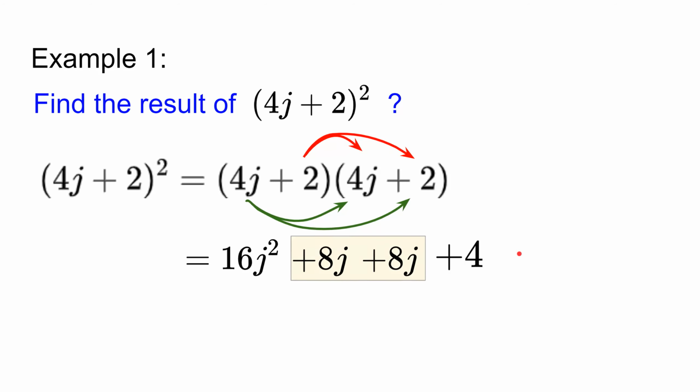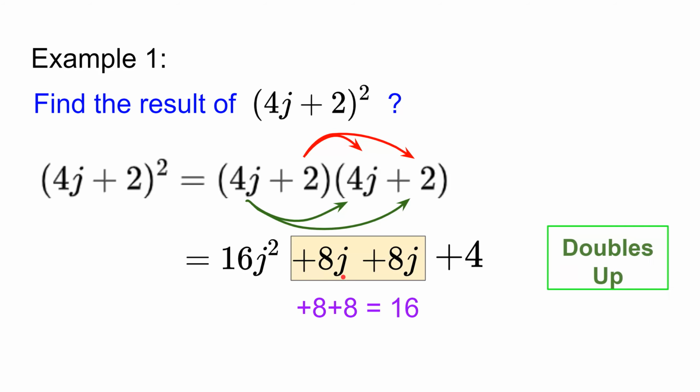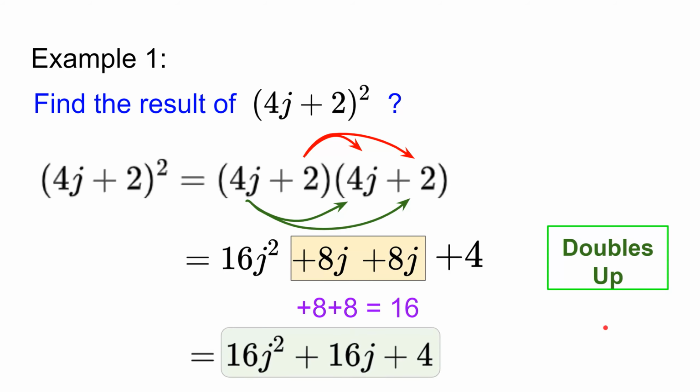Now what you notice is the middle ones, they're not opposite in signs anymore. They're actually 8 plus 8, and we know this is 16, which is technically double the 8. So in this case, we don't cancel out, we double up. Now what's left is 16j squared plus 16j plus 4, and this is actually your answer to expand this binomial.